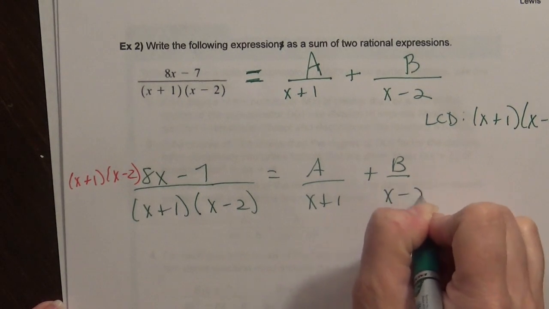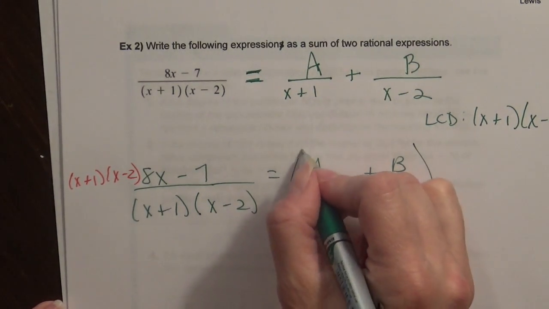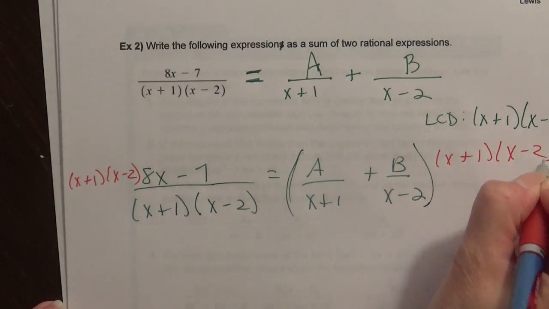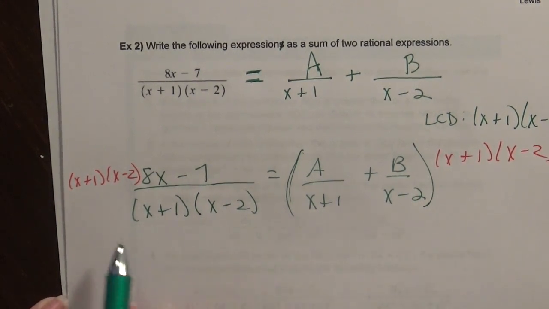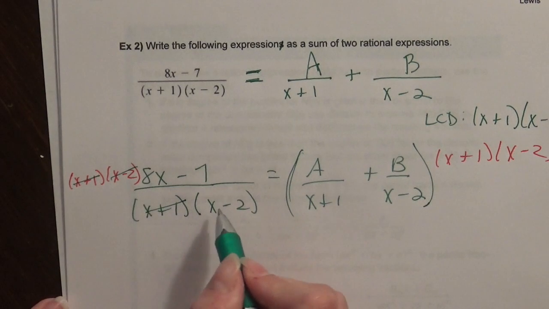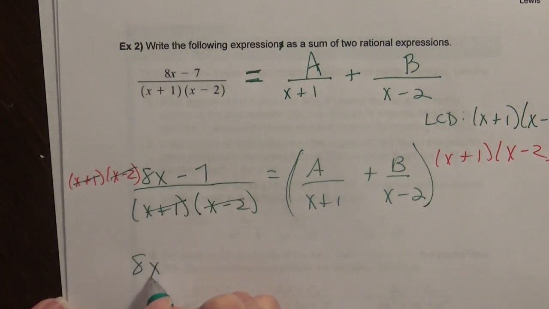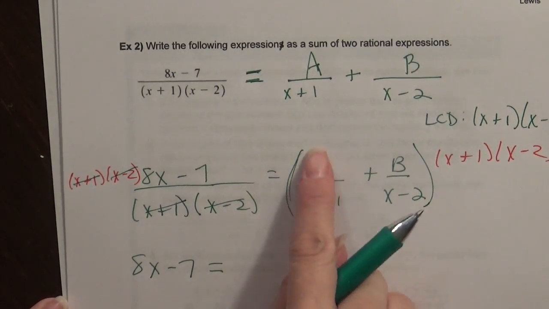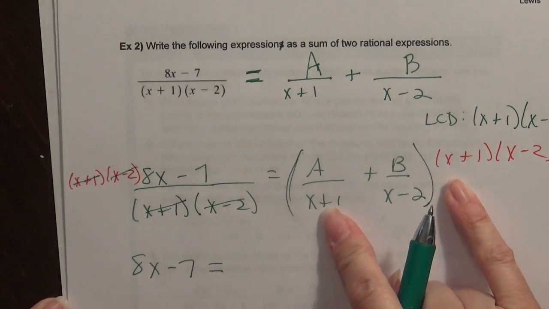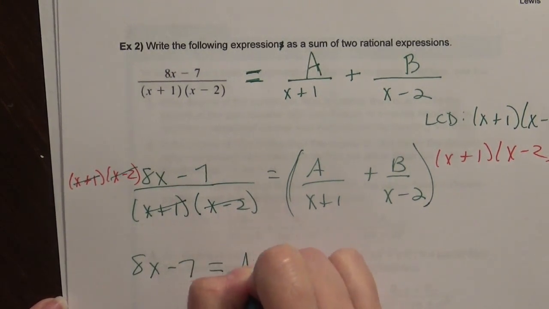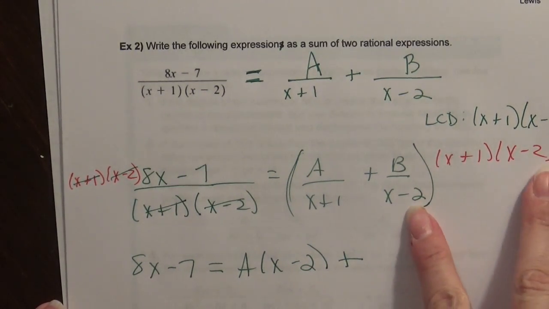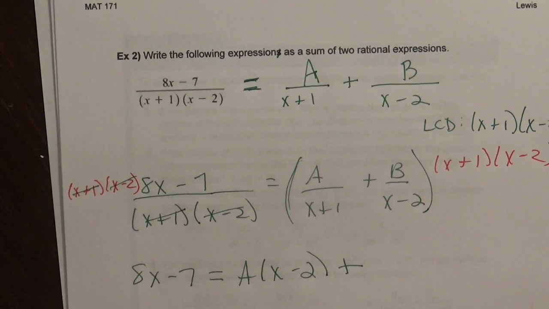And I'm going to do the same thing to the right side. Multiply the entire right side by the LCD, x plus 1 times x minus 2. On the left, the x plus 1 cancels and the x minus 2 cancels. The only thing that's left is the 8x minus 7. On the right, of course, you would distribute that LCD, you would distribute this to each term. In the first one, the x plus 1s would cancel, leaving you with a times x minus 2. In the second one, x minus 2 cancels. That leaves you with b times x plus 1.